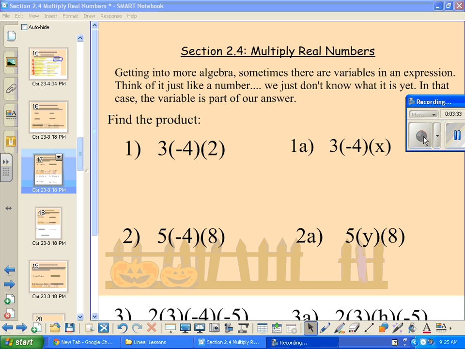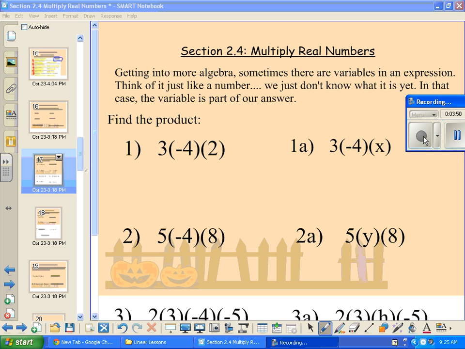In today's lesson, again, we're still in section 2.4. We worked on that on Monday. We're just going to add a little more algebra to the things we were doing on Monday. We're still going to be multiplying real numbers, and mainly, like we talked about, we're going to concentrate on what happens when I multiply positive and negative numbers together. That's the main focus. We have to make sure we understand those relationships.